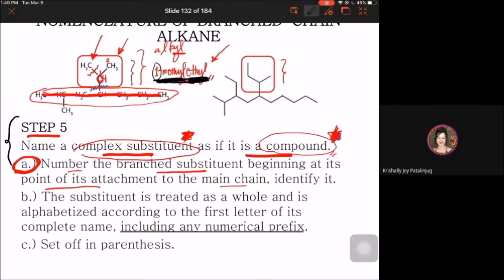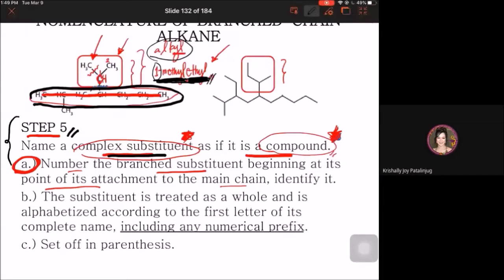So you treat it as if you are naming a compound. That is what step 5 means. You name the complex substituent as if it is a compound, but do not neglect its characteristic as an alkyl. Therefore, it still ends in -yl. Because the main parent in this molecule is hex, or is it 3,7-hep, a heptane. Okay?